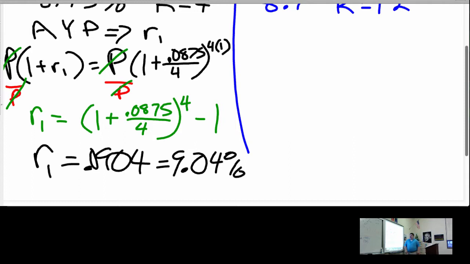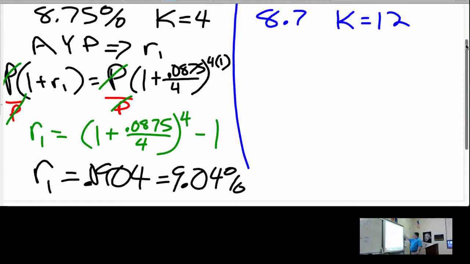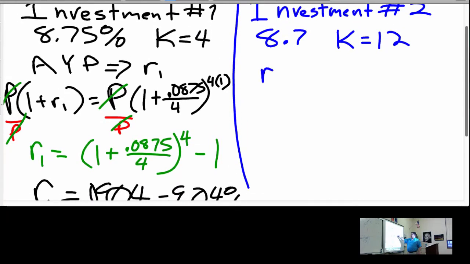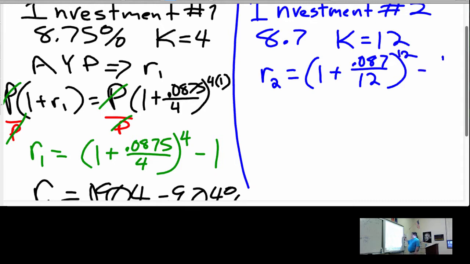Okay, you guys see where that came from? Now, we could kind of fast track the second problem by knowing that R2 is equal to 1 plus 0.087 all over 12 raised to the 12, minus 1, right? Same formula, the only thing that's different is that we're replacing the K with 12, and we're replacing the interest rate with the 8.7. So now let's plug that in the calculator and see what we get. You guys see where all the numbers come from? Does that make sense to you guys?